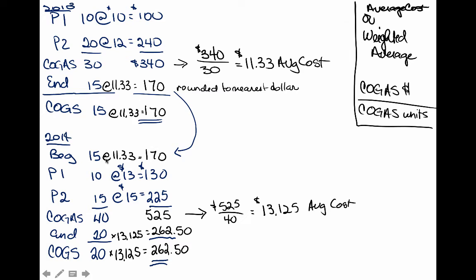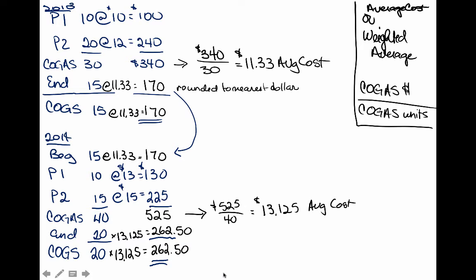Ending inventory for 2013 becomes beginning inventory for 2014. So 15 at $11.33. The two purchases in 2014, meaning we have cost of goods available for sale of 40 units at $525. Taking COGAS dollars, $525, dividing by COGAS units of 40, we see that the average cost in 2014 is $13.125. So ending inventory and cost of goods sold will both be valued at $13.125.